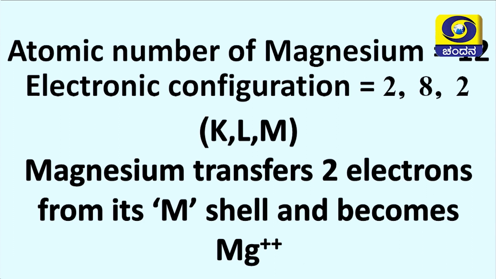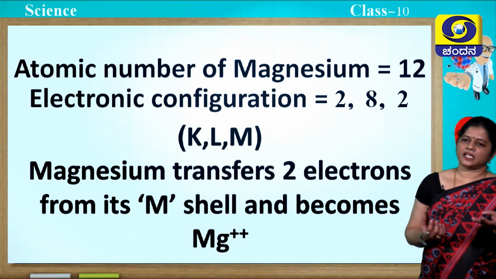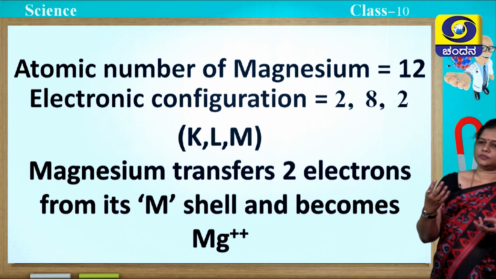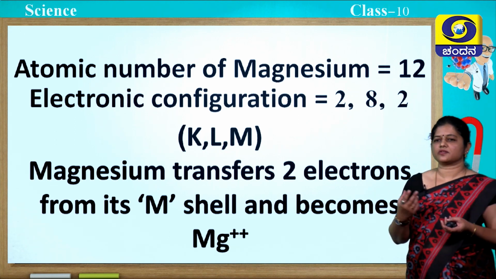So, it gains an overall 2 positive charges. Now, there are 2 more protons than the electrons that are present in the shells. So, that is why it gains a positive charge twice. So, Mg2 plus.